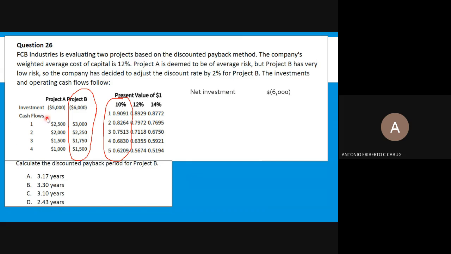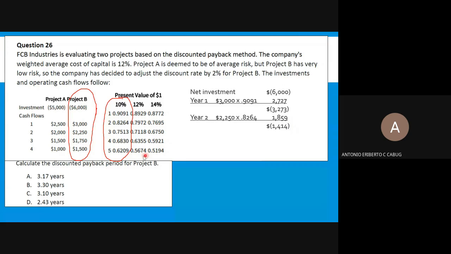So in year 0, mamumuhunan daw ng 6,000. In year 1, it will generate 3,000 times 0.9091, taking into account the fact that it will be generated a year from now. So 3,000 times 0.9091, you have 2,727. Negative 6,000 plus 2,727, you will have negative 3,273. Kulang pa. Year 2, that's 2,250 multiplied by 0.8264. You would have 1,859.